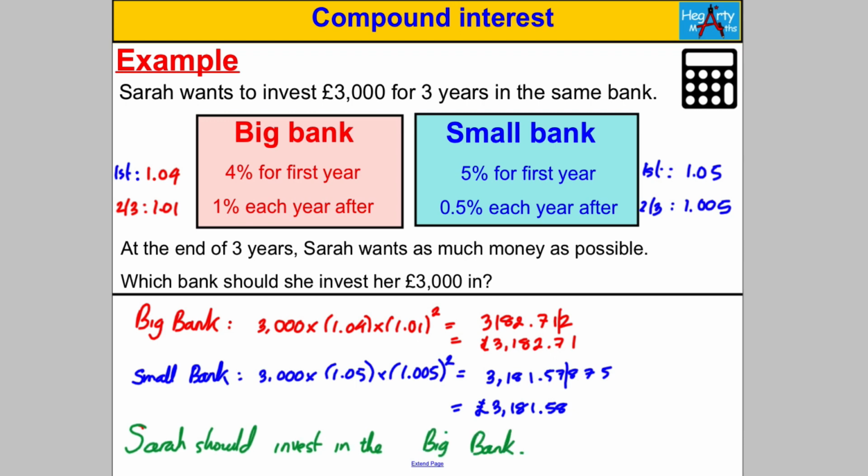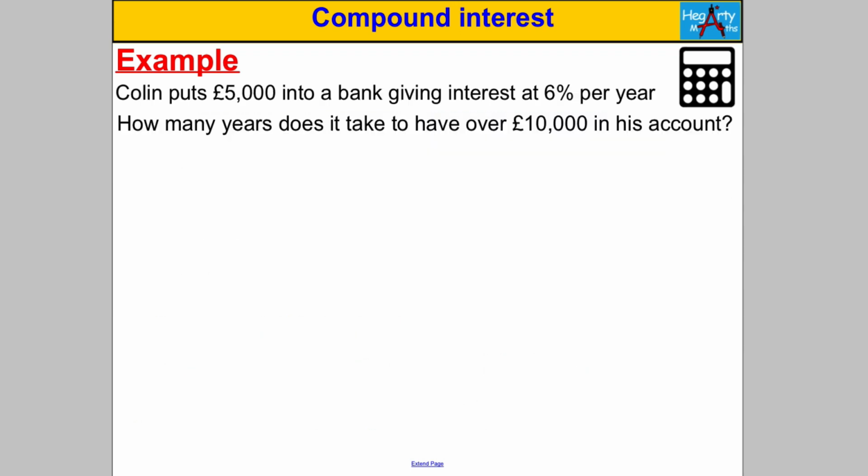Okay, one more question to think about that's slightly harder and more difficult. Colin puts £5,000 into a bank account at 6% interest a year. How many years does it take to have over £10,000 in his bank account? So this time we don't know how many years Colin's going to invest in, but we know we want him to have over £10,000. So let's set up what we usually do. The usual calculation would be 5,000 multiplied by the percentage multiplier for a 6% increase, which is 1.06.